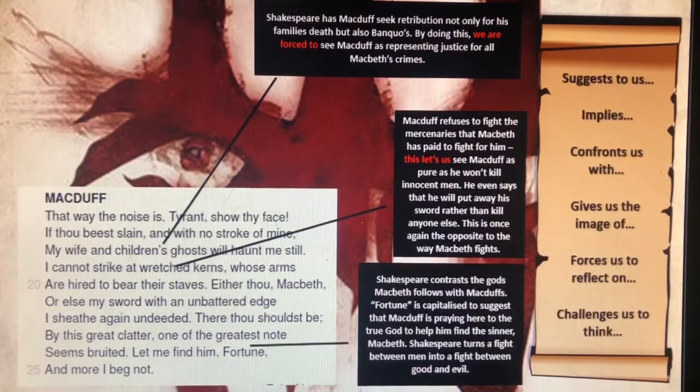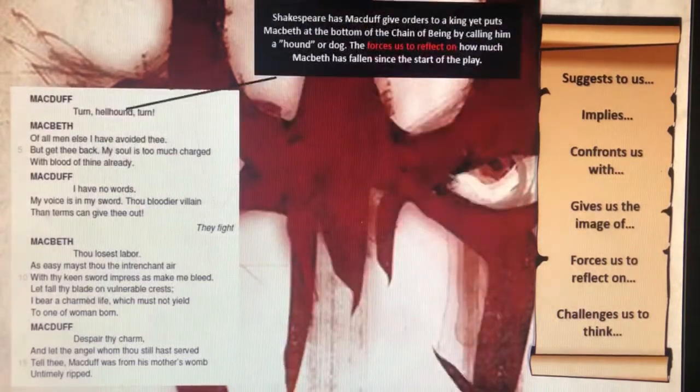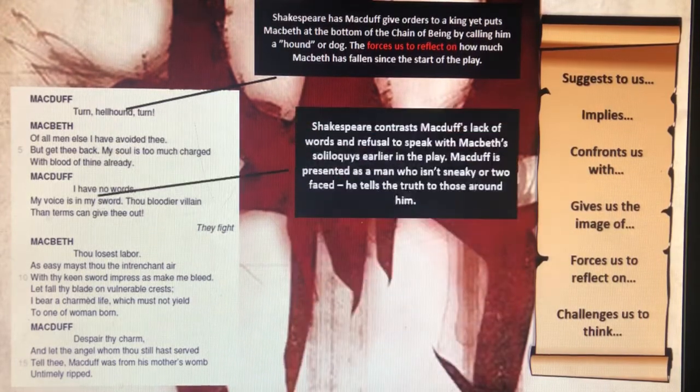Shakespeare contrasts the gods Macbeth follows with Macduff's. Fortune is capitalised, which suggests that Macduff is praying here to the true god to help him find the sinner, Macbeth. Shakespeare turns a fight between men into a fight between good and evil. Shakespeare has Macduff give orders to a king, yet puts Macbeth at the bottom of the chain of being by calling him a hound or dog. This forces us to reflect on how much Macbeth has fallen since the start of the play.